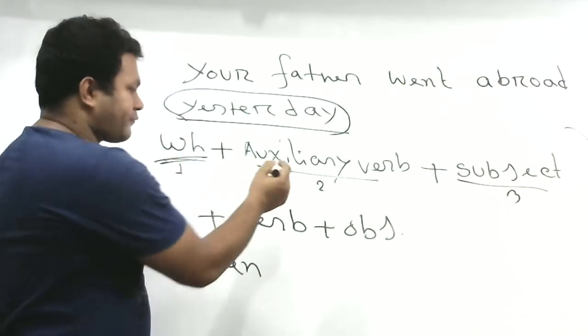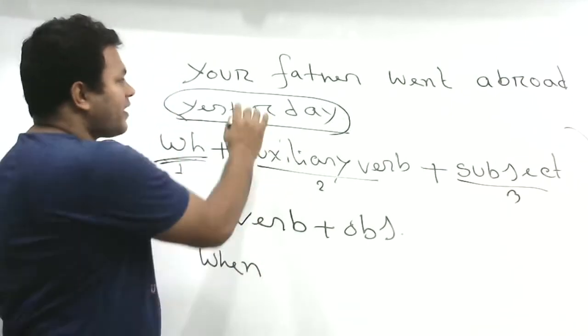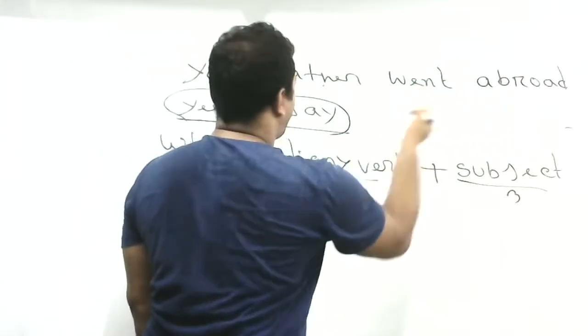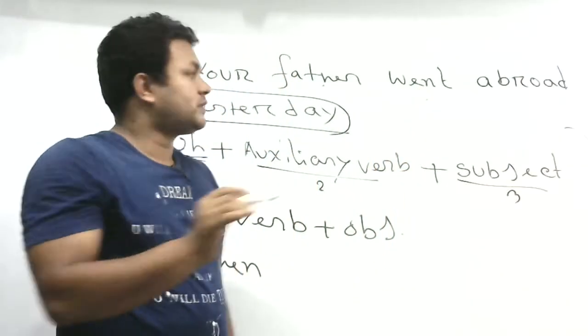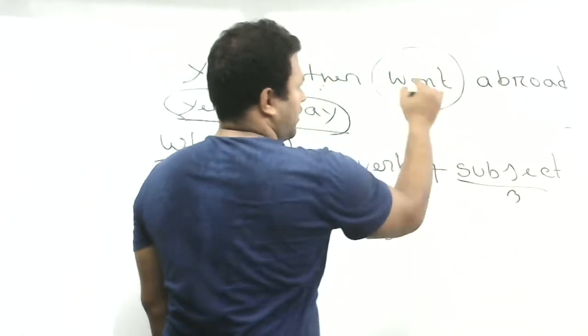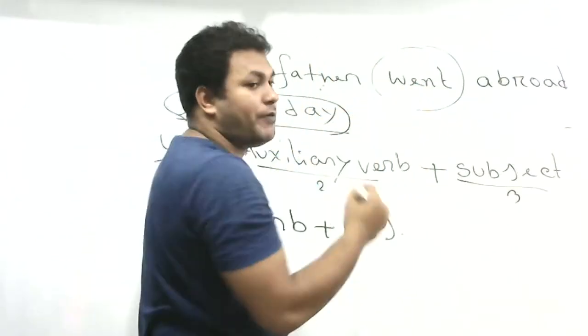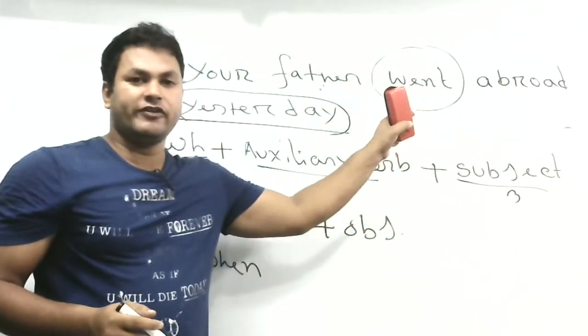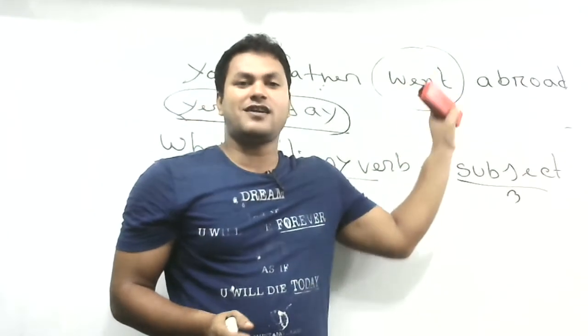Next, you have to take the auxiliary verb. So what is the auxiliary? Your father went abroad yesterday. Look at here, your father went abroad yesterday. Here is only a verb. This is past indefinite tense. That is why there is no auxiliary verb here.